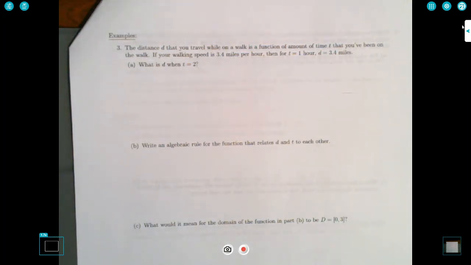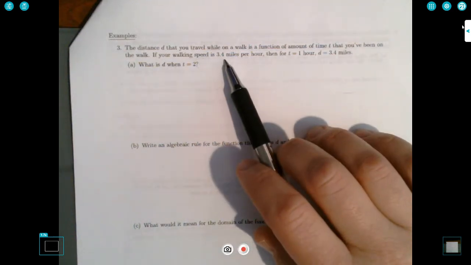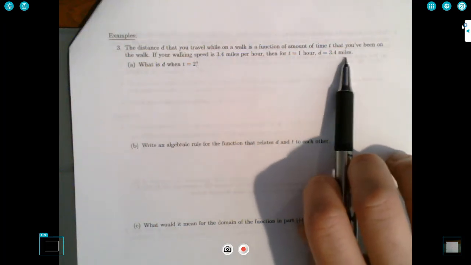Well, that would be a very slow jog. Oh, so maybe that's like an average walk. Anyway, if your walking speed is 3.4 miles per hour, that's not terribly fast, I guess. That's like an average speed, so never mind. But if your walking speed is 3.4 miles per hour, then for t equals 1 hour, d equals 3.4 miles, right? Of course, because if you go 3.4 miles per hour, then in 1 hour, you've gone 3.4 miles.